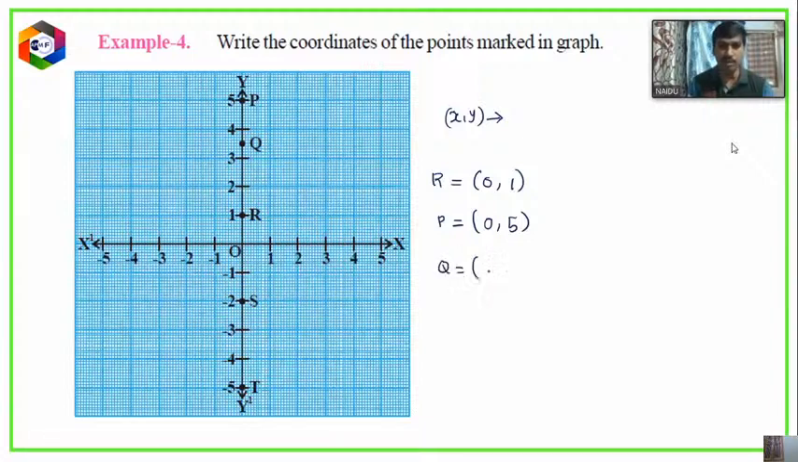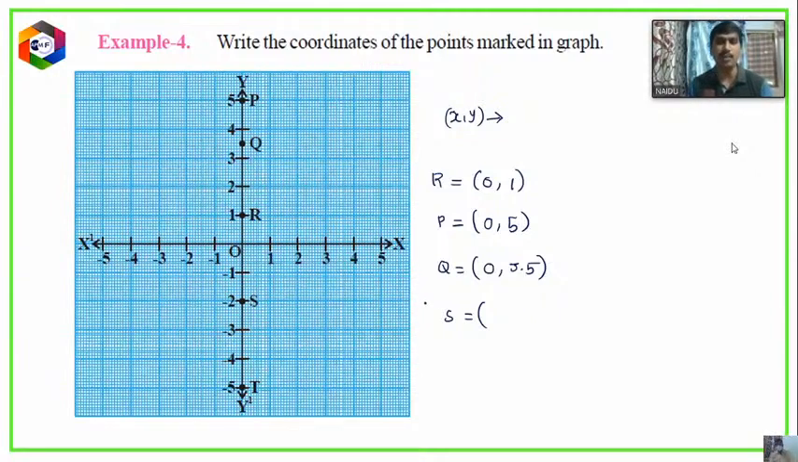Now Q. You can observe, again this point lies on the y-axis. X direction distance is 0. This Q lies exactly between 3 and 4. That means this coordinate is 3.5. So Q is (0, 3.5). Now if you observe, the point S is located on the negative direction of the y-axis.